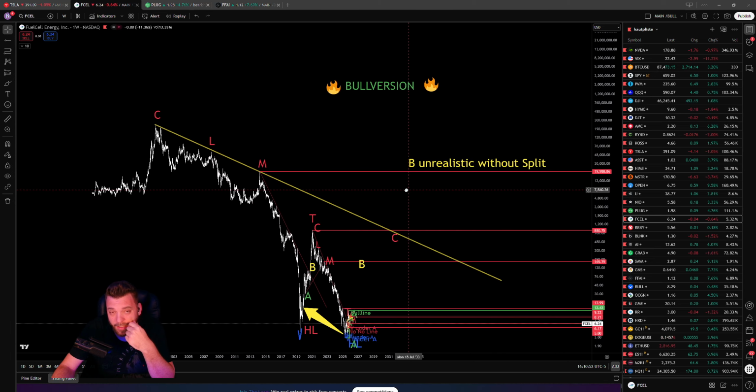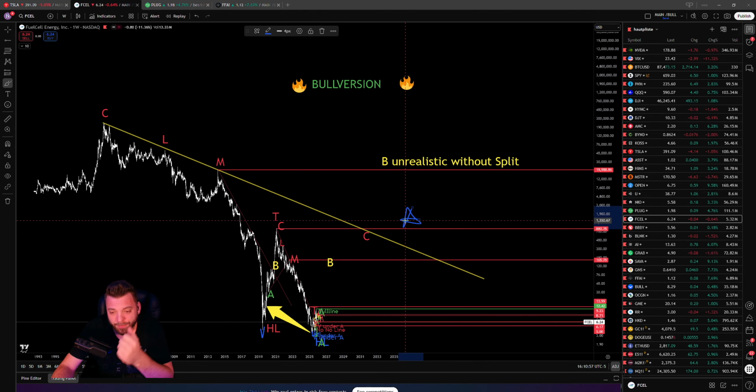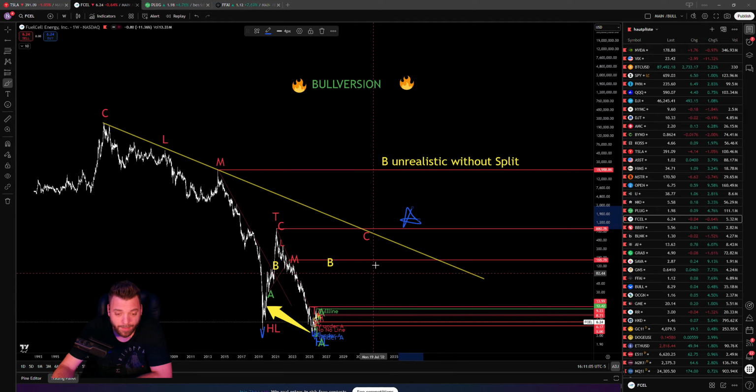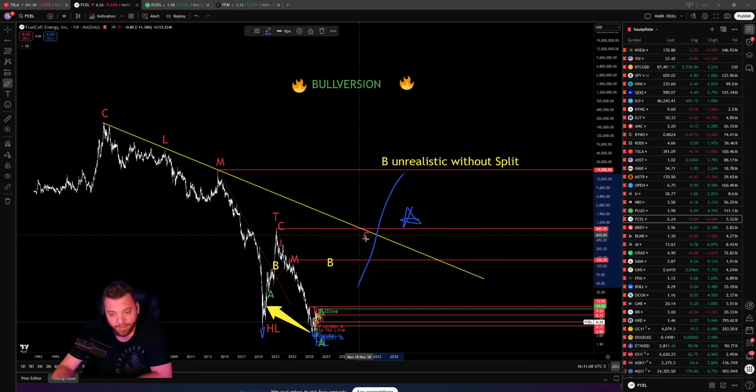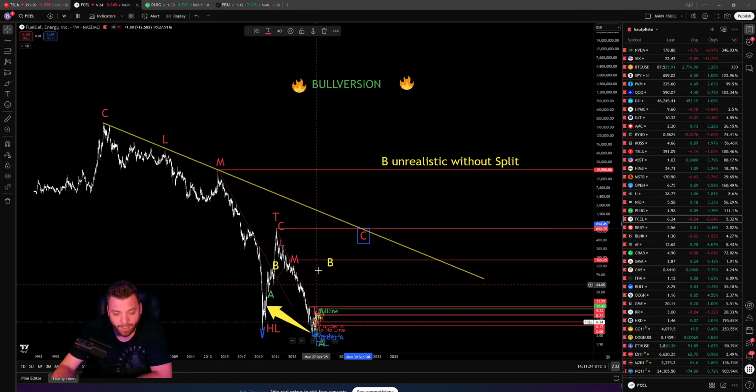So if you're taking my rules one-to-one, this would be price target for A at 800, and this would be price target for B at 19,000. Won't happen. You can come up here, but not without a split, because splits aren't changing the fractal, but the numbers here. So if we're not going up here, we most likely will reject this trend line here, and the death spiral continues. But this is still between $500 and $600.